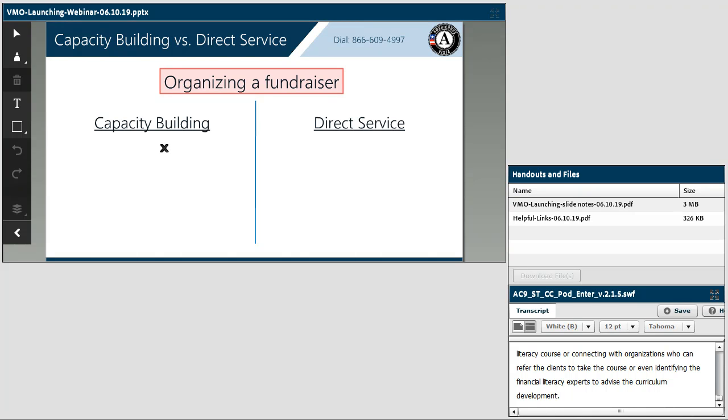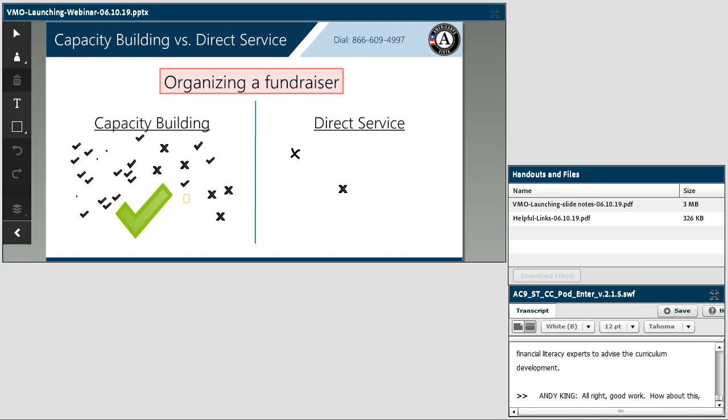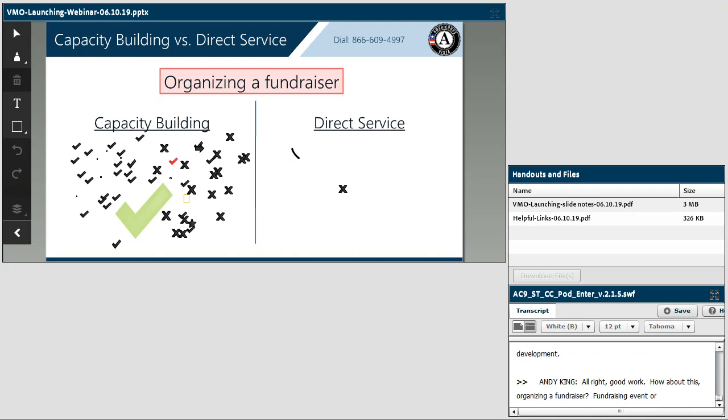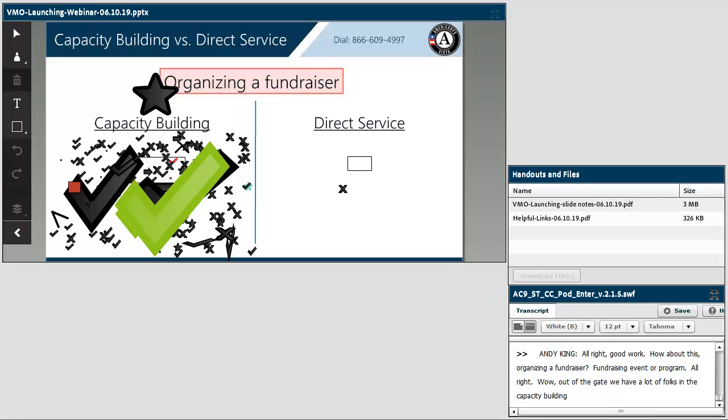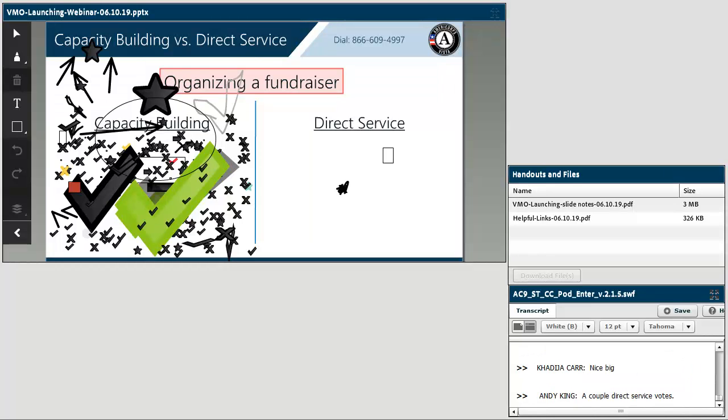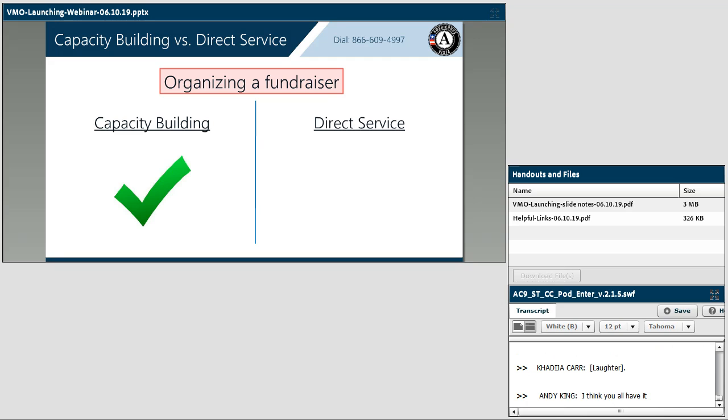All right, good work. How about this, organizing a fundraiser, some kind of a fundraising event or program? All right, wow. Right out of the gate, we've got a lot of folks in the capacity building category, both in the chat and on screen. A couple of direct service votes. Oh, I saw one disappear. All right, well, I think you all have got it. Let's reveal the correct answer. And of course, organizing a fundraiser is capacity building work because raising resources is in fact building financial capacity. The money raised is going to build the resources of the organization so that it can do its work.